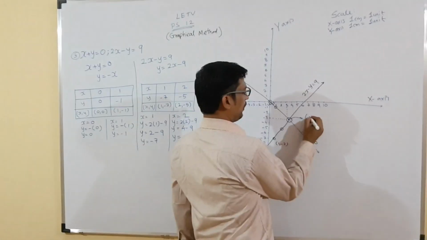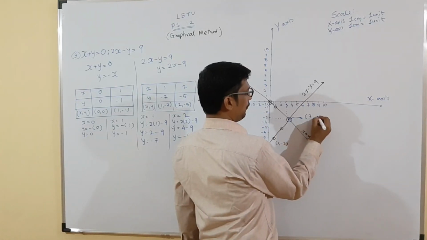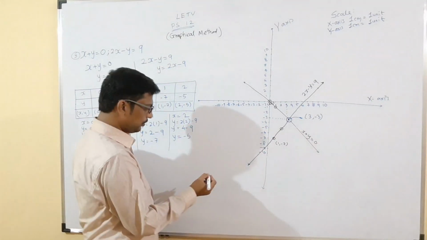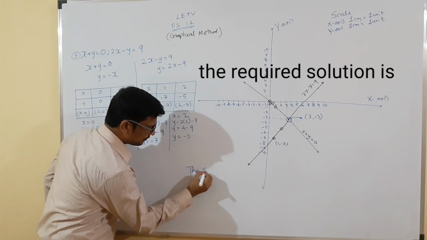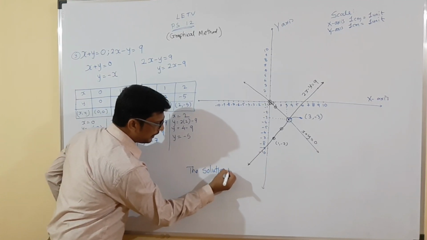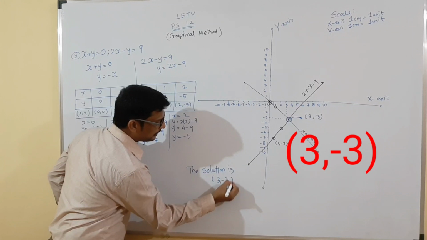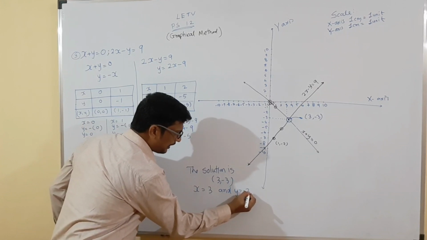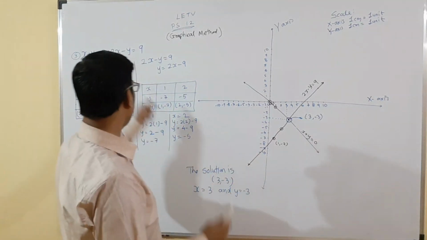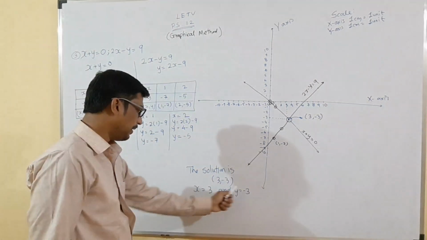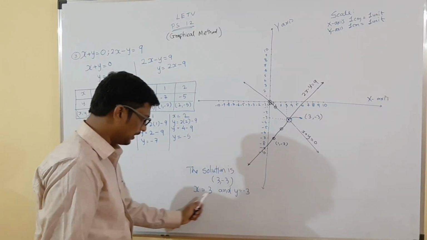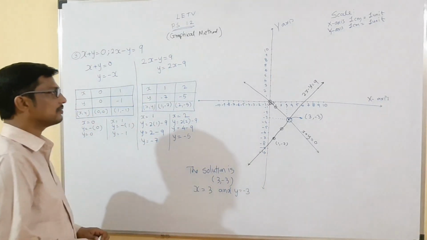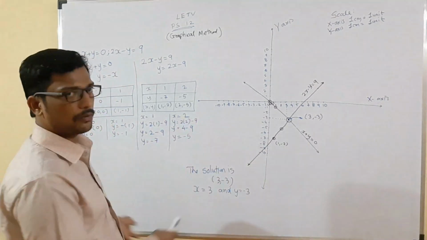So, I got the answer as what? Value of x as 3 and value of y as minus 3. This is the required solution. So, the solution is 3, minus 3. That is, x is equal to 3 and y is equal to minus 3. So, if I solve these equations simultaneously, I will get the same answer where the value of x will be 3 and value of y will be minus 3. Fine. Now, if you want, you can just pause the video and copy it down, isn't it?